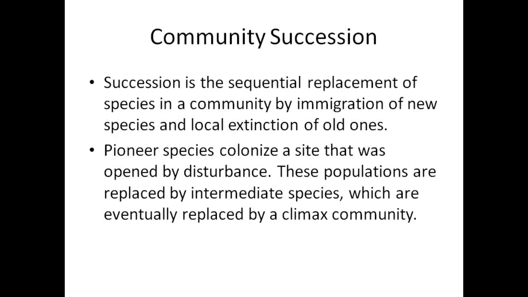The concept of community succession is the sequential replacement of species in a community by immigration of new species and local extinction of old ones. When we talk about pioneer species, these are the ones that colonize a site that was opened by disturbance. These populations are replaced by intermediate species, which are eventually replaced by a climax community.